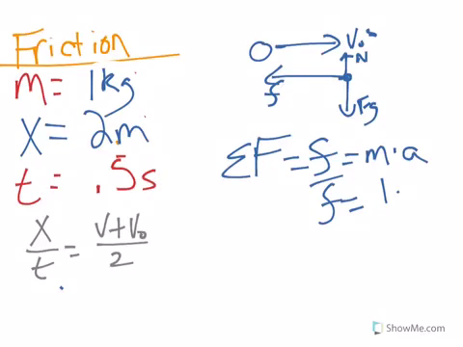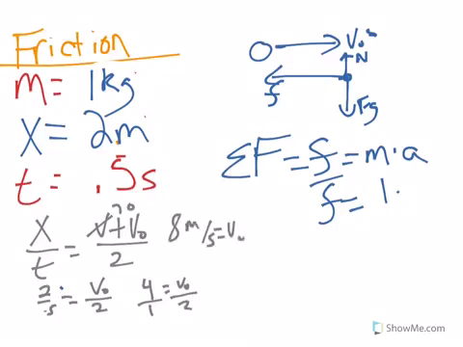Now this won't give you acceleration, but it will allow you to solve for v naught because the final velocity should be 0. So if we do this, 2 divided by 0.5 equals v naught over 2, and we would get 4 equals v naught over 2, and then we would get 8 meters per second equals v naught. All right, now I have the v naught, so we can find the acceleration.